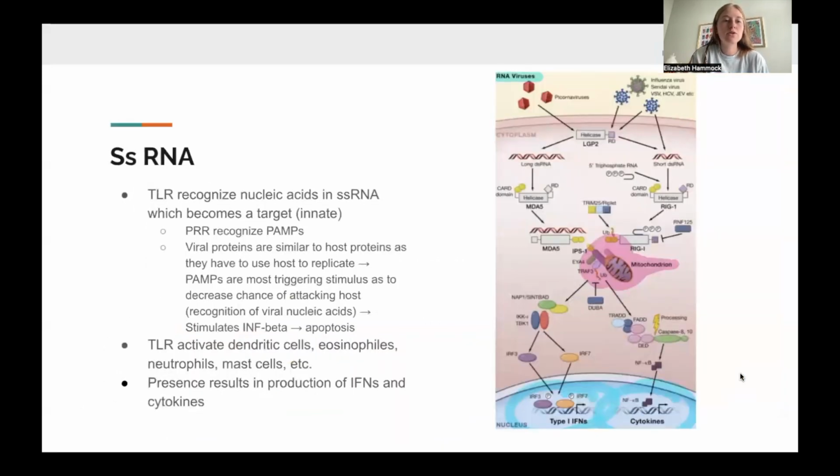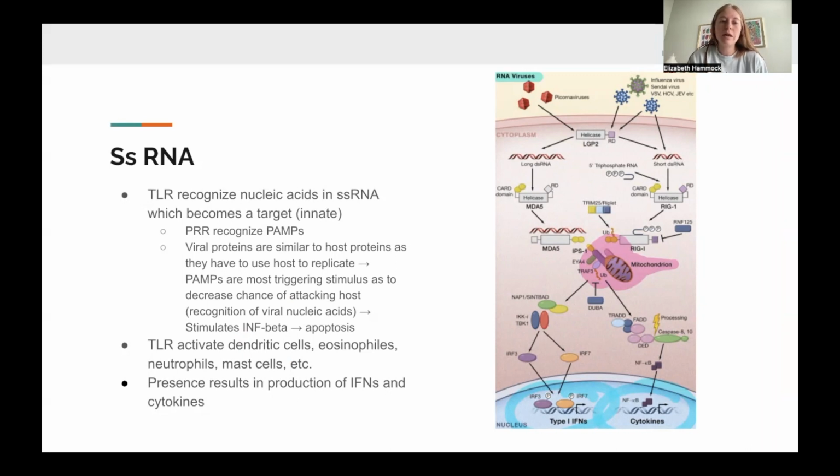Secondly, we'll talk about single-stranded RNA, which toll-like receptors will use nucleic acids in the single-stranded RNA to then become targets for the innate immune system to attack. The PRR may also recognize PAMPs from the pathogen, and it's important to note that viral proteins are very similar to host proteins as they have to use the host to replicate.